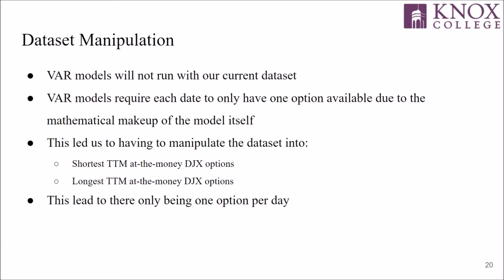So the shortest time to maturity pretty much means we took the option, let's say January 1st, 2013. The closest option to that, I think, was January 4th, 2013. So the time to maturity there was about 3 days. We took those options to build this data set. Whereas if we look at January 1st, 2013, again, for the longest time to maturity, it's about 70 days in the future.